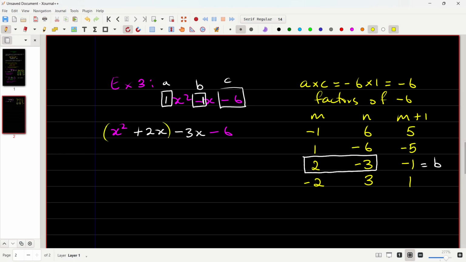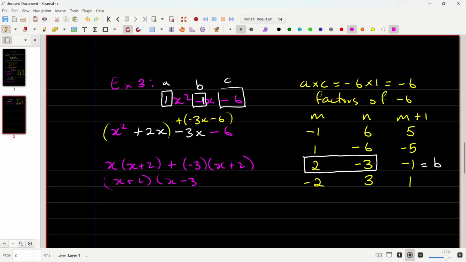So we have this grouped here, and I will rewrite this here. I'll change this to a positive into negative 3x minus 6, like that. And that would mean I'm grouping the negative 3x with the negative 6. And factoring that, I will get x into x plus 2. If I pull out negative 3 from here, negative 3 into x plus 2. And then I would be able to factor out x plus 2, and then I would have x minus 3.